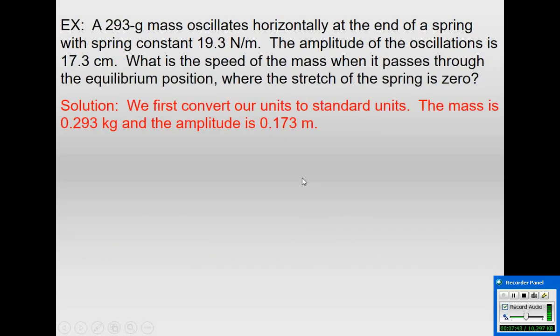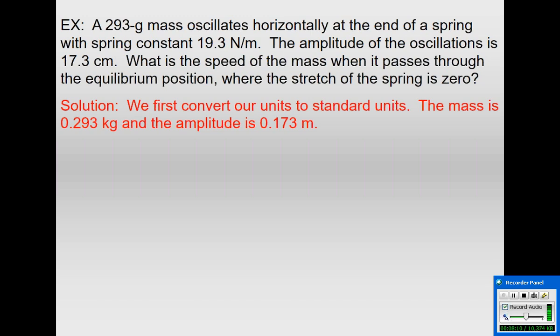Let's put this into an example. We have a 293-gram mass. It is oscillating horizontally at the end of an ideal spring, and the spring has a spring constant of 19.3 newtons per meter. We're told that the amplitude of the oscillations is 17.3 centimeters. What is the speed of the mass when it passes through the equilibrium position?